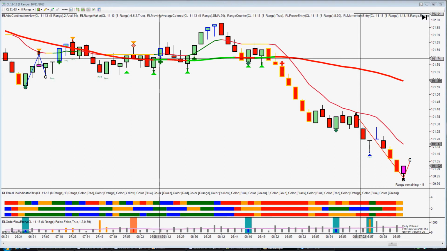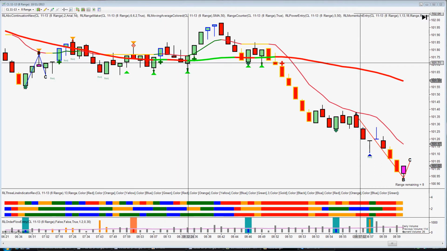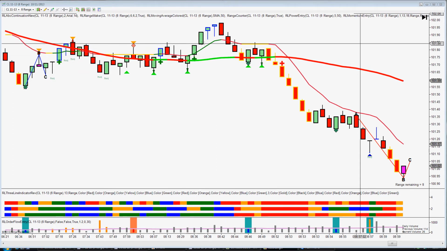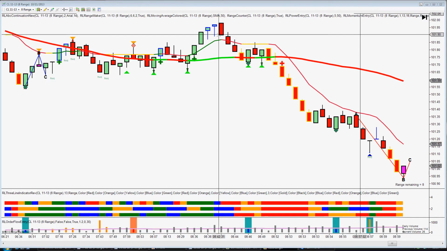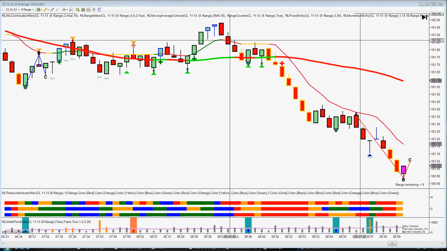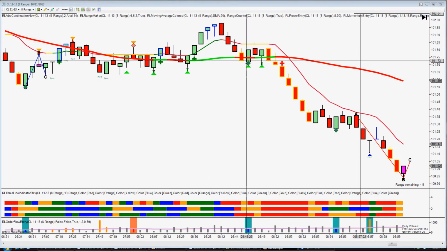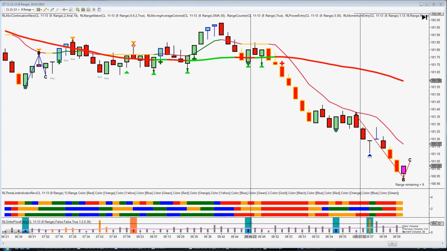Now it's between it all the way through here, and even though we get these two up signals, we don't take them. There's a move to the upside, and there's no valid signal to catch this move. As we come back down, we get an order flow signal, which you can see down here.